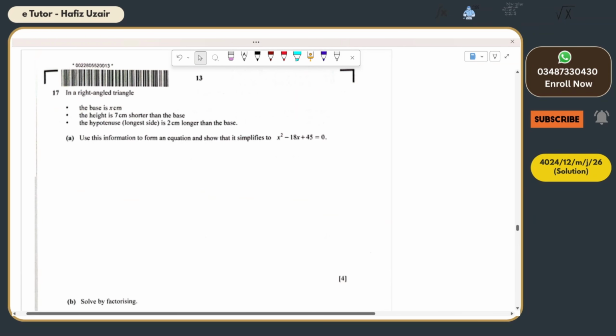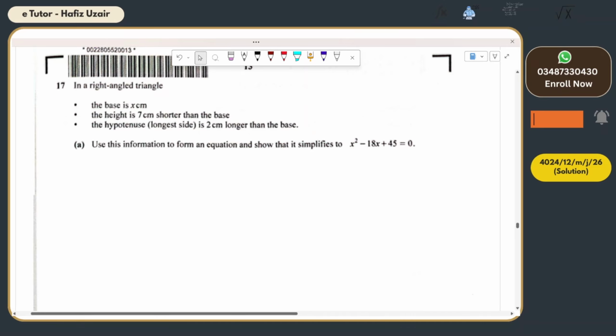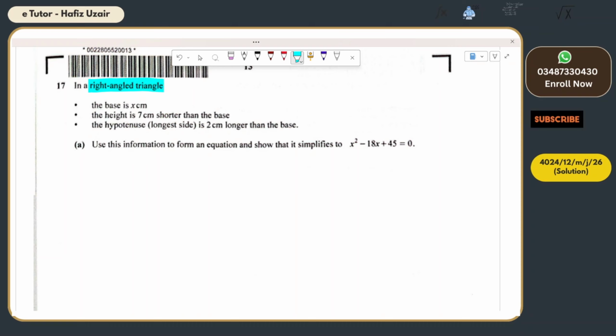All right. Let's solve question number 17. So in question number 17, basically you have a right angle triangle. All right. Let's draw a triangle over here. All right. So now let's draw this again.